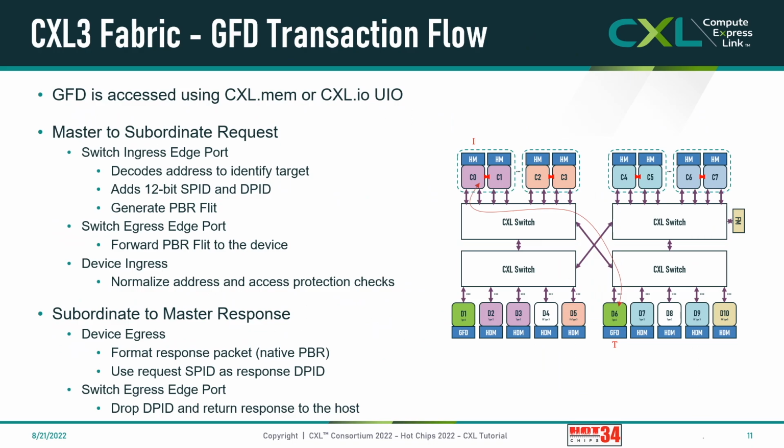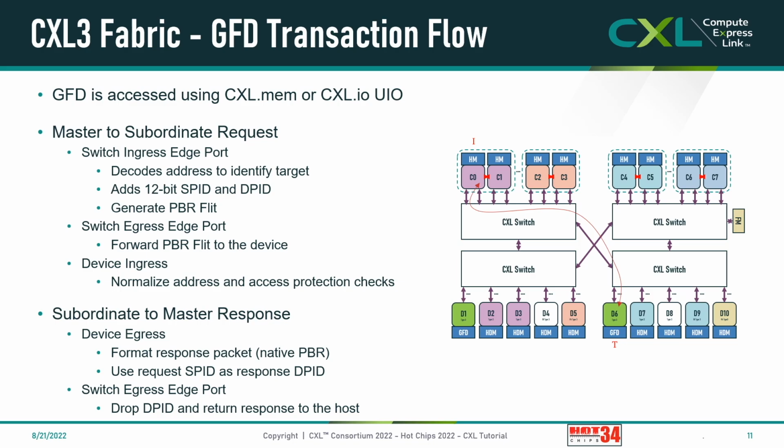A GFAM device is accessed using either CXL.mem or CXL.io using the newly defined unordered I/O subchannel. Generally, CXL.mem is used by a host to access GFAM memory, and CXL.io is used by peer GFAM devices to access GFAM memory. Next, I'll describe the steps for handling a host-generated CXL.mem GFAM memory request.